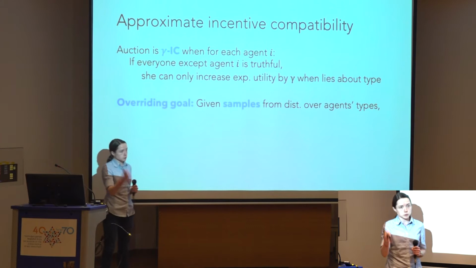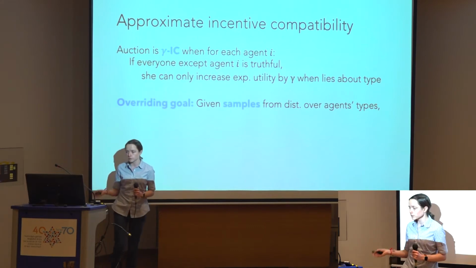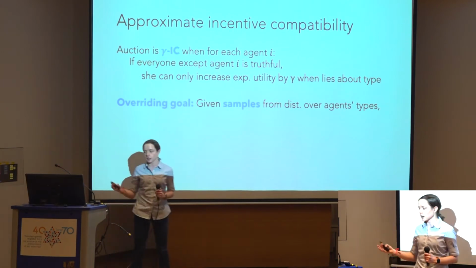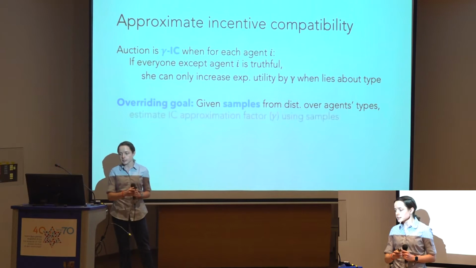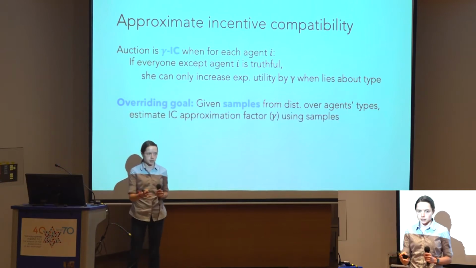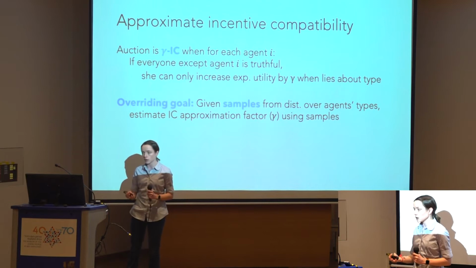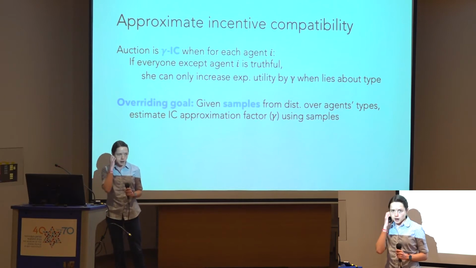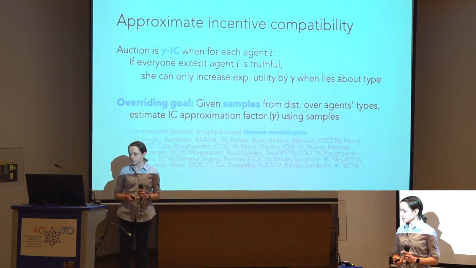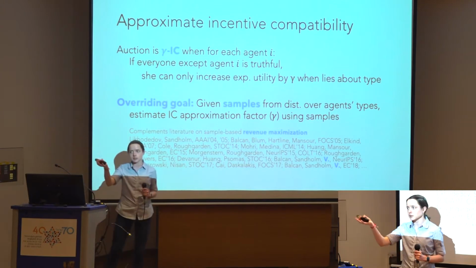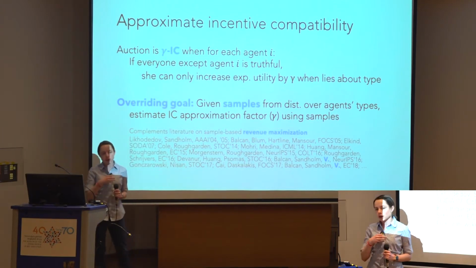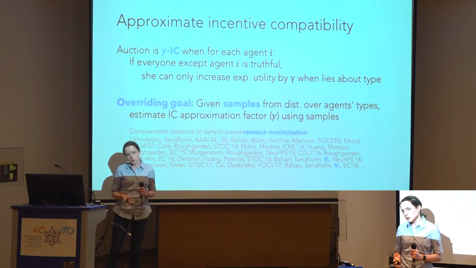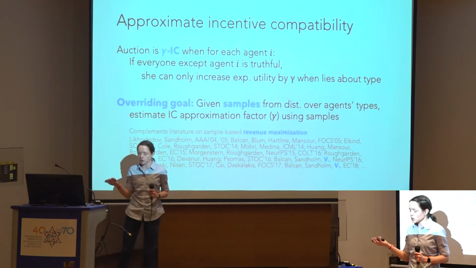So in this work, our overriding goal is, given samples from the distribution over agents' types, we want to estimate this incentive compatibility approximation factor gamma using these samples. And I'm going to make this more formal in a few slides, but this is the high-level goal. And this complements Nina's talk this morning about the literature on mechanism design via machine learning or sample-based mechanism design. So these are related topics, but non-overlapping.